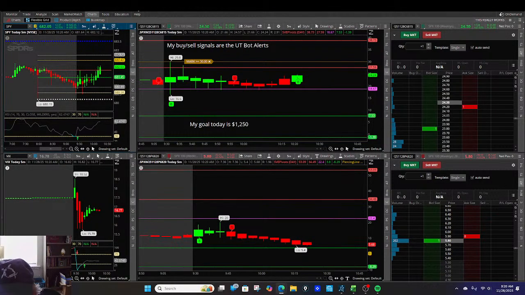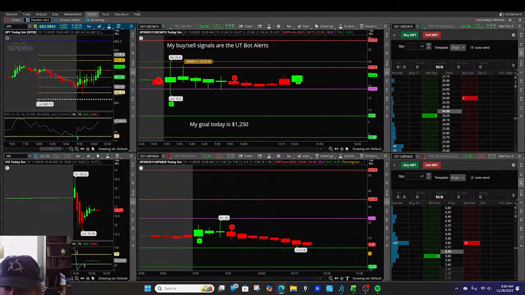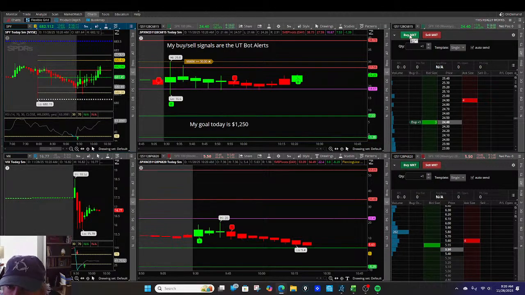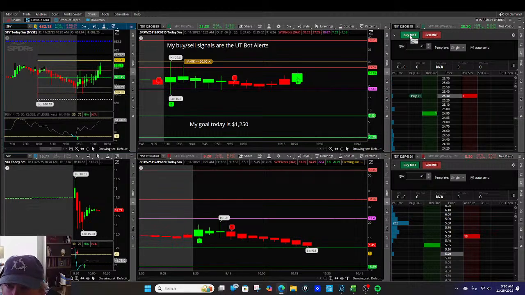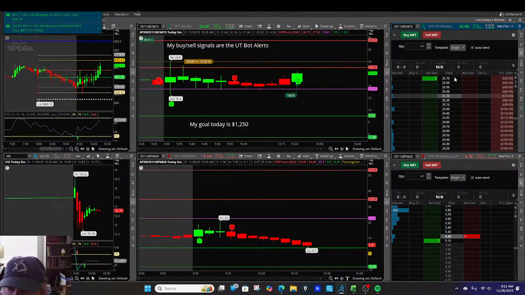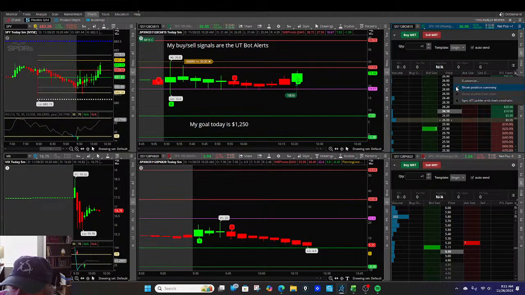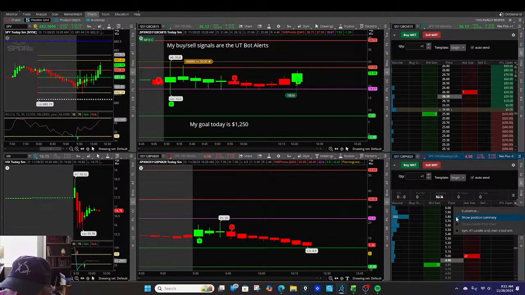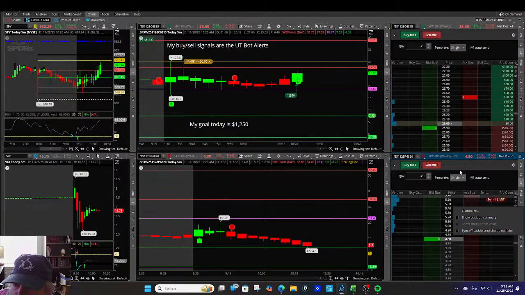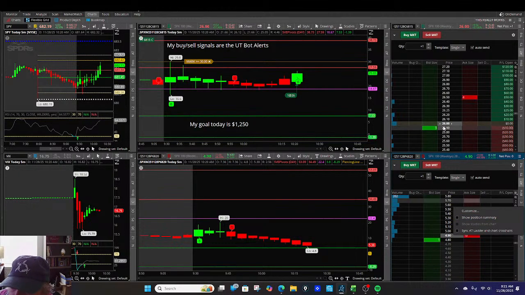Okay, got a buy signal on calls. And I'm going to get one contract and buy that. I like to get this so it's looking neater. I take that off. Okay, so 26 was my strike price.